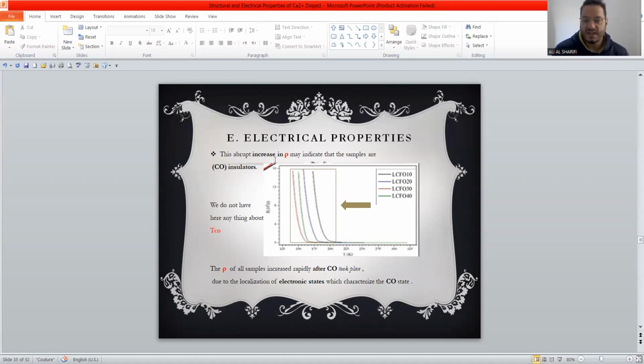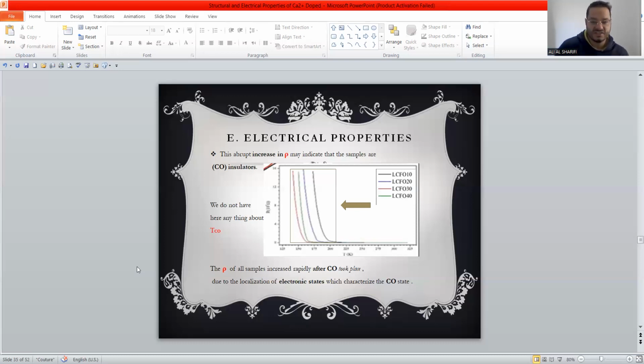We don't have here anything about the charge ordering temperature, but we will try to conclude that by plotting another plot. The resistivity of the samples increases rapidly after charge ordering. That means we have many different amounts of charge ordering. After this charge ordering, the increase in the resistivity will start. Due to why? Due to the localization of electronic states which characterizes the charge ordering.